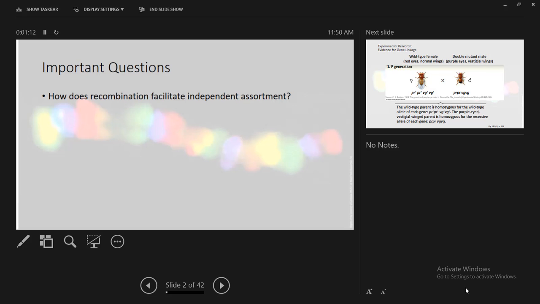We need to talk about how this actually works, and I need to teach you that it's not like we've got two discrete categories: independent assortment, not independent assortment. It's a continuum. You have purely independent assortment, then things that are mostly independent, all the way down to things that are fully linked, always inherited as a unit. All right, let's do it.